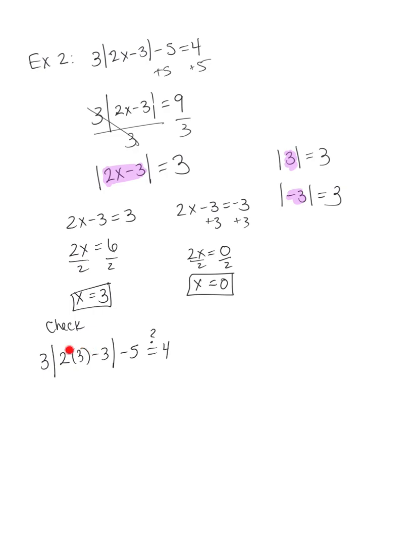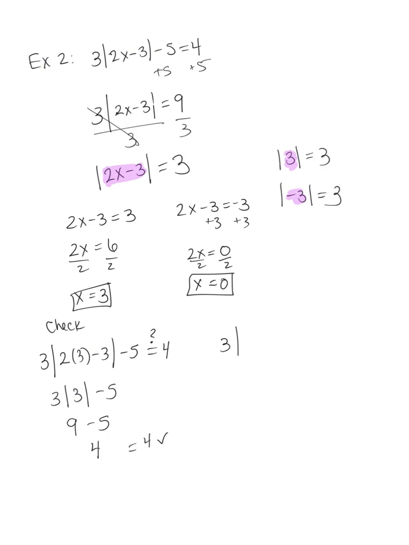So let's look here first. 2 times 3 is 6. 6 minus 3 is 3. So the absolute value of 3 is 3. The absolute value of 3 is 3. So I have 3 times 3, which equals 9. 9 minus 5 equals 4. So this does in fact equal 4. So that one's good. The other one is x equals 0.